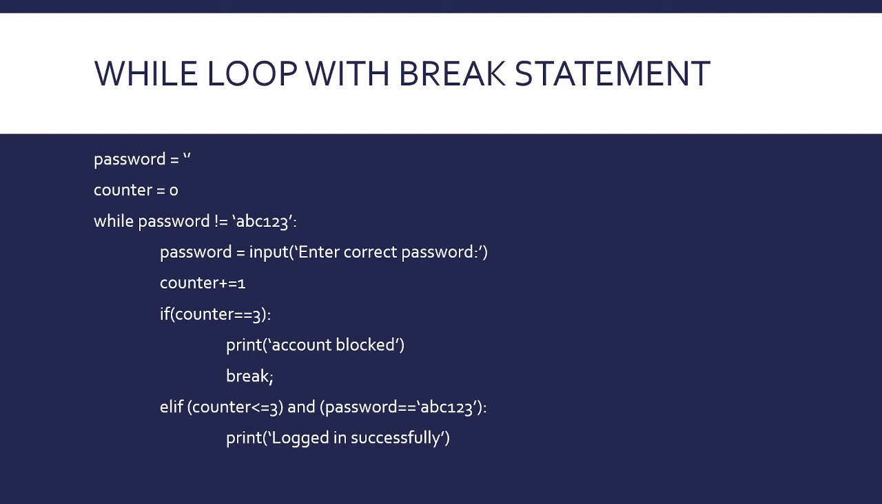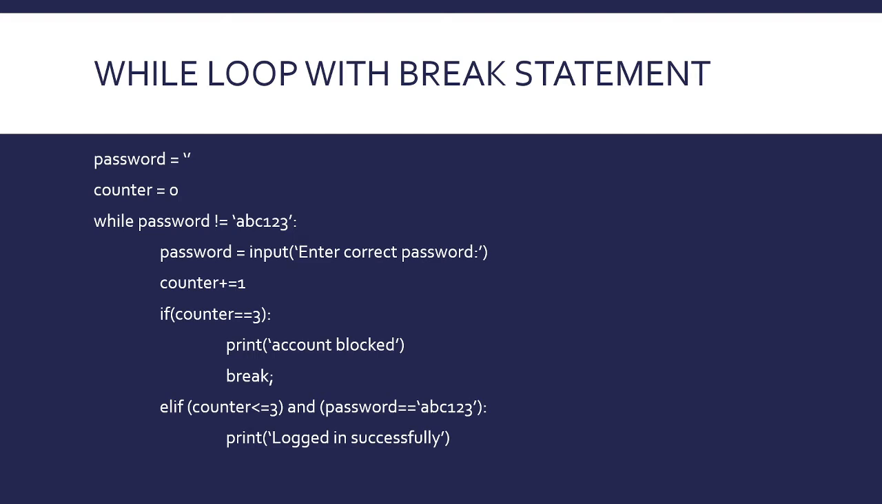So in the last video we saw how to use the while loop in Python. We saw how to execute a block of statements repeatedly until a certain condition is met. As you can see on the screen, this program iterates the block of code inside it until the password is ABC123. If the password is equal to ABC123, it will break out of the loop, and it will close the while loop.